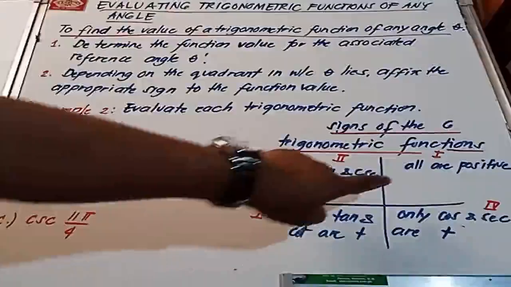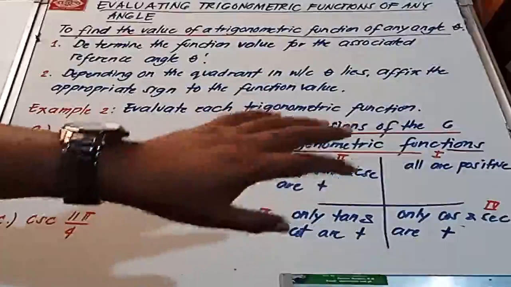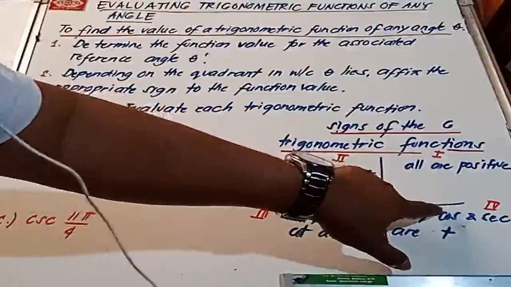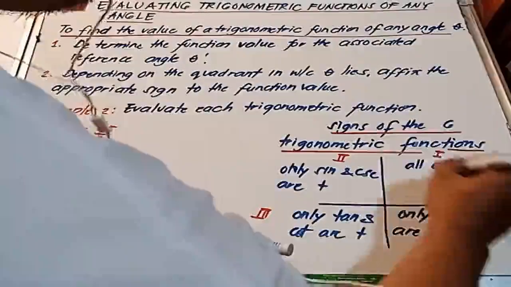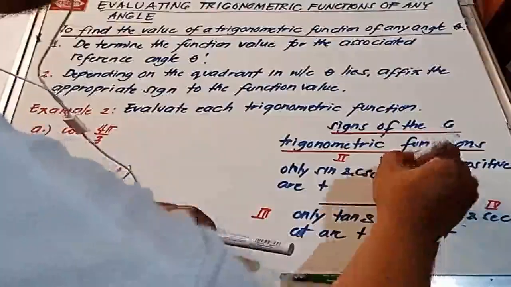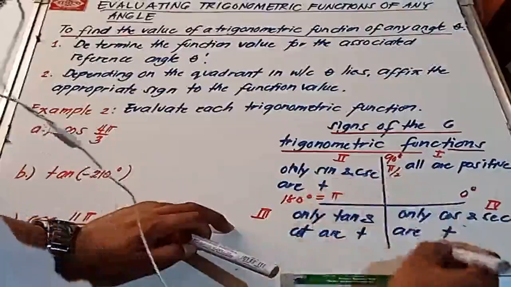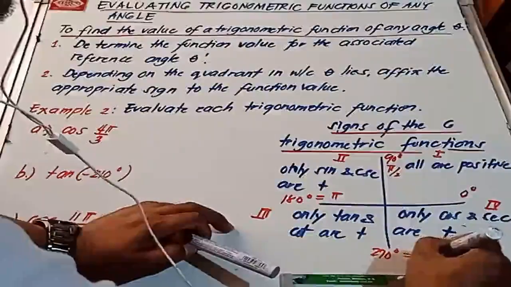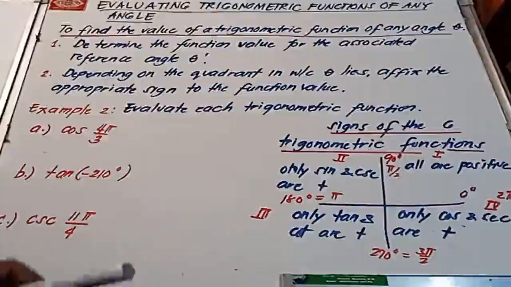Okay, sa first quadrant, the 6 trigonometric functions are all positive. Ibig sabihin nun, kapag ang angle po ay between 0 to 90 degrees, okay? The 0 degree, 90 degrees, or this is equal to pi over 2 also, this is 180 degrees, or pi, this is 270 degrees, or 3 pi over 2, and 2 pi. Okay. One complete revolution, or 360 degrees.